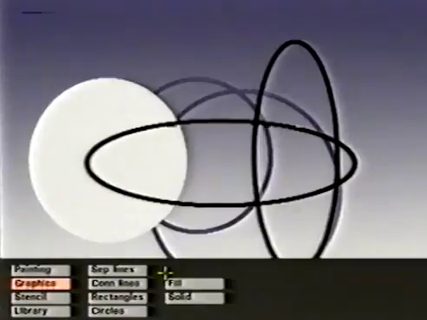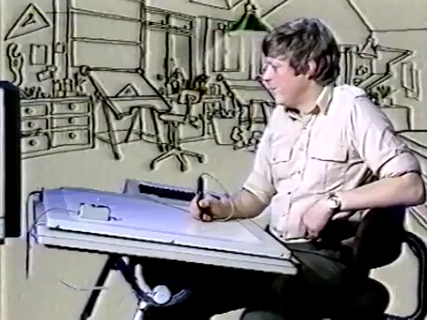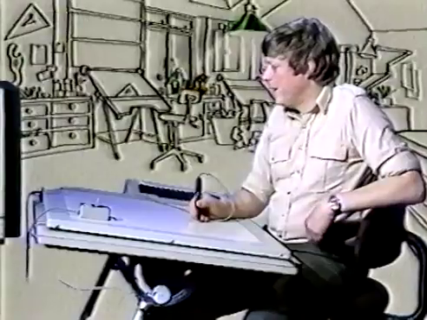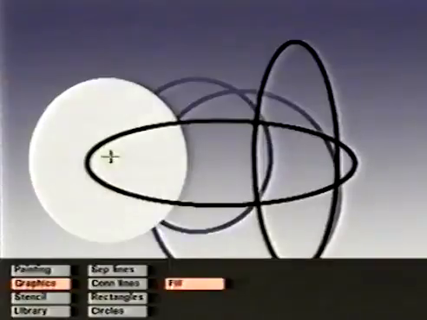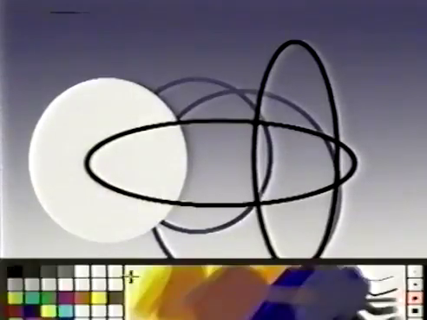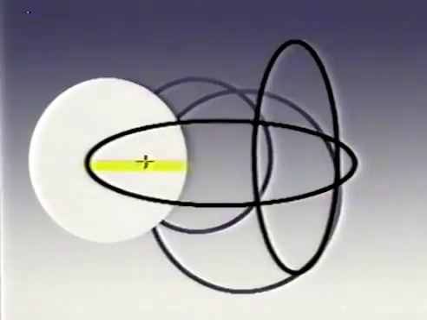Finally, in the graphics menu is fill. This is a fill routine for automatically filling areas of solid color. It's ideal if you have an irregular shape, for example, a map. We could, for example, fill this area with color here, simply by selecting that color and placing it in the area.